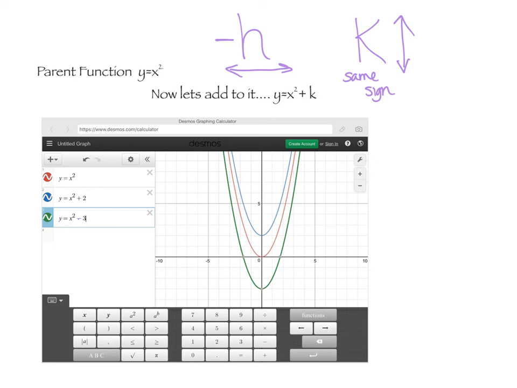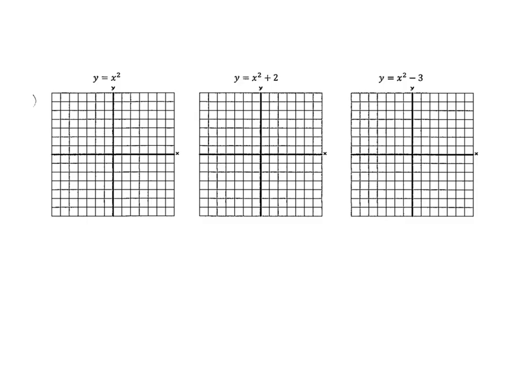Now look at your paper. This website, Desmos, D-E-S-M-O-S, is awesome. Okay, we already did those 3. It's basically, I'll just sketch really fast, guys. Plus 2, same like just normal parabola. Minus 3, down 3. Basic, not too skinny, not too fat, parent function parabola. So those are the ones that I just did on Desmos.com, right?